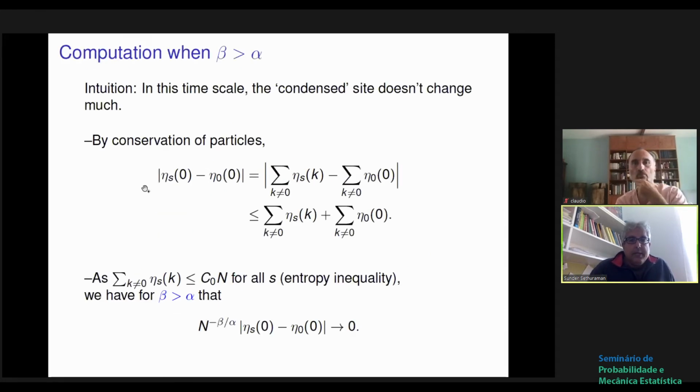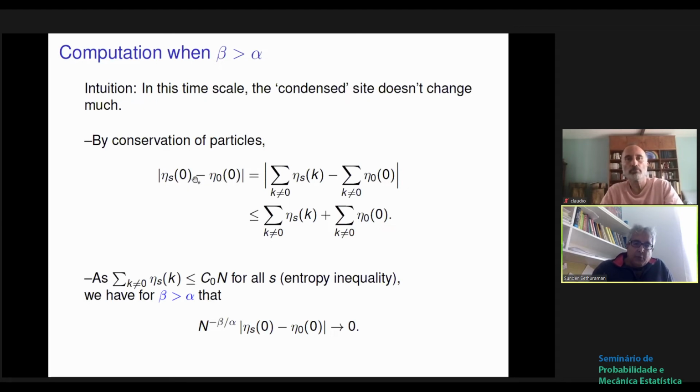Let me go to the supercritical case, in which we're choosing the diffusive timescale. The intuition is that things are really large on the slow site, and things are not changing much in that timescale. So we would like to argue that the number of particles at time s at the slow site is not that different from the initial value.